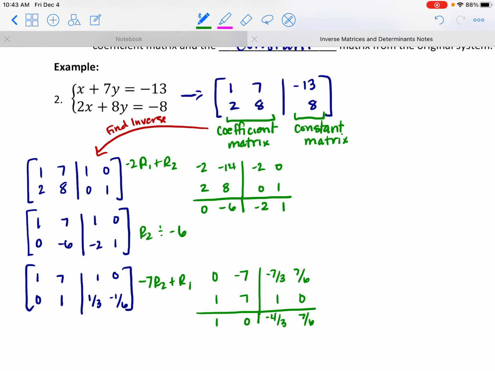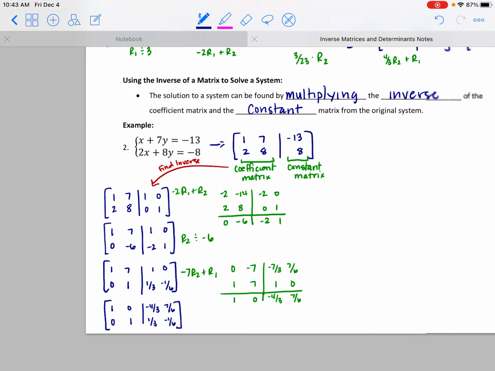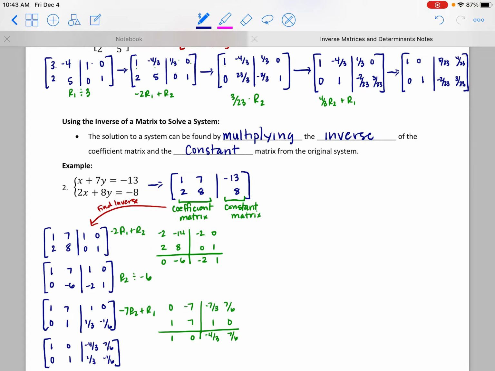Okay, so now I'm done with this portion. My new row 1 is 1, 0, negative 4/3, and 7 over 6. Row 2 didn't change. It was still 0, 1, 1/3, and negative 1 over 6. Okay, so that's the first half of this process. We have to go back up here and multiply the inverse of the coefficient matrix, which is what we just found. This is the inverse of our coefficient matrix.